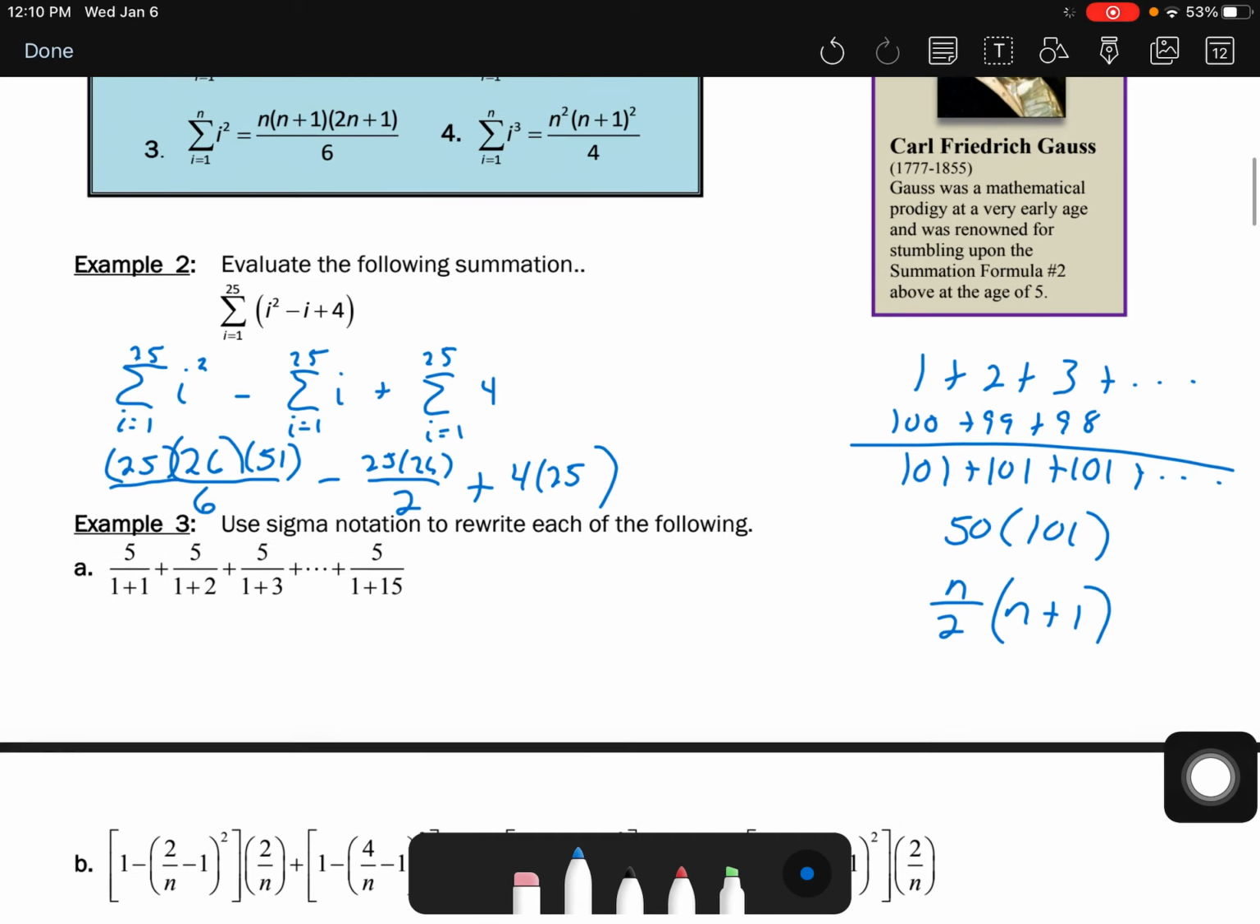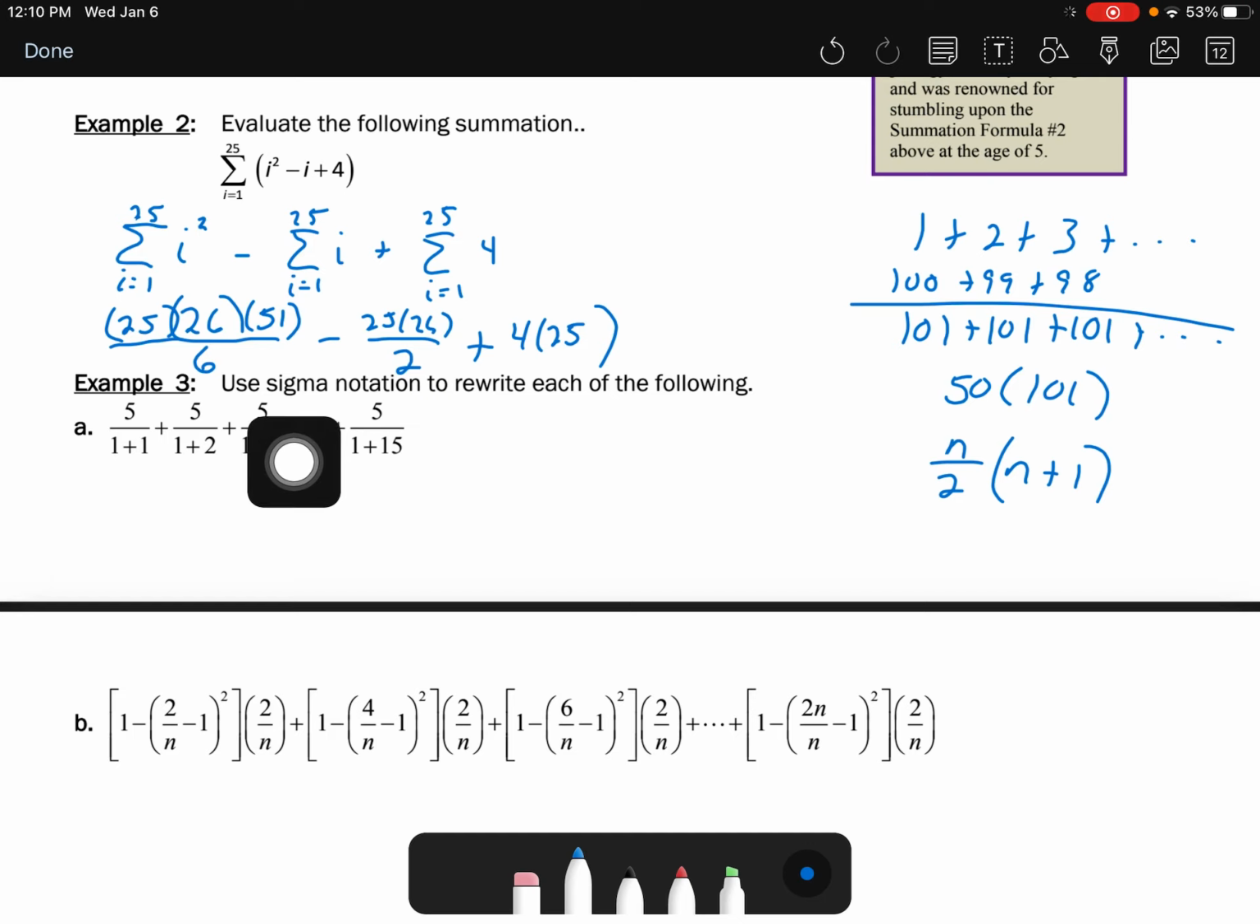Okay, so next piece here, it says use sigma notation to rewrite each of the following. What we're looking for here is the pattern: what numbers are staying the same and what are changing. The ones that are changing are what your i is going to be represented with. If I've always got a 5 in the numerator, I'm going to leave that in my formula. So I'm going to have a summation. And maybe you can see if I started with 1 plus 1 here and ended with 1 plus 15, then my counter is going to go from 1 to 15.